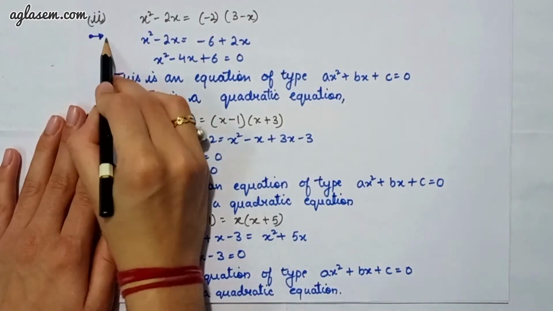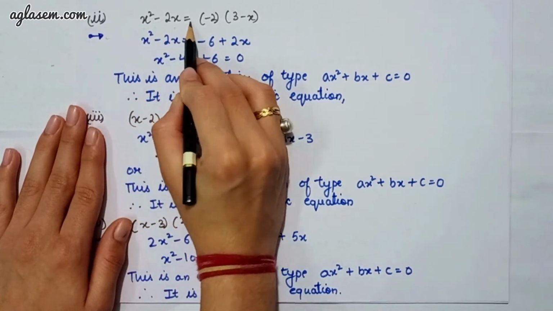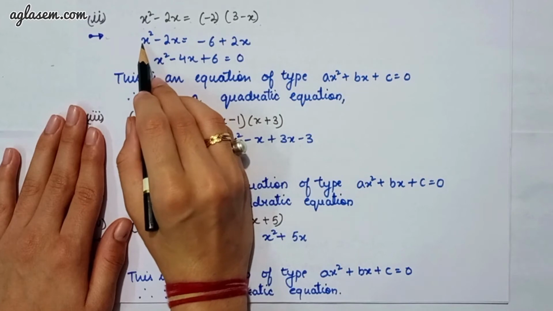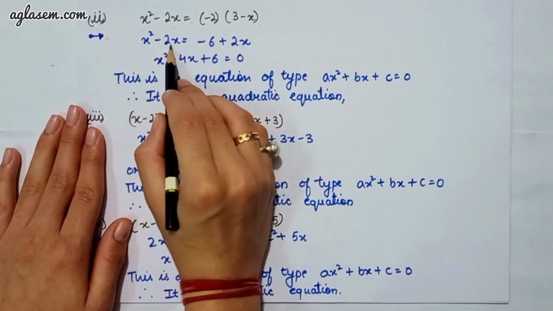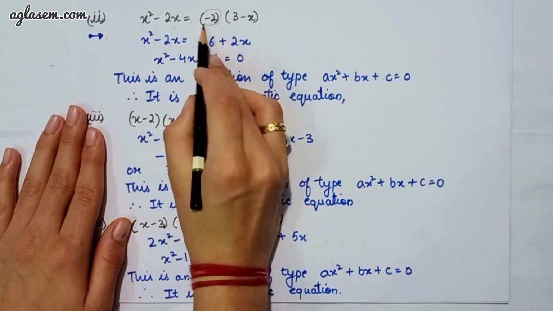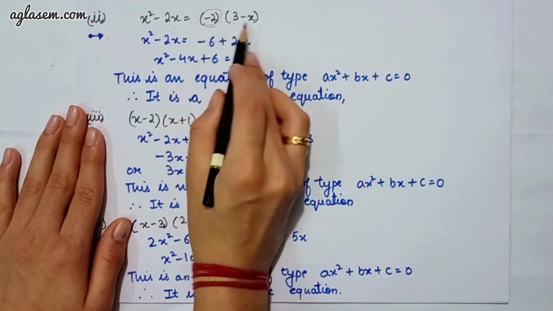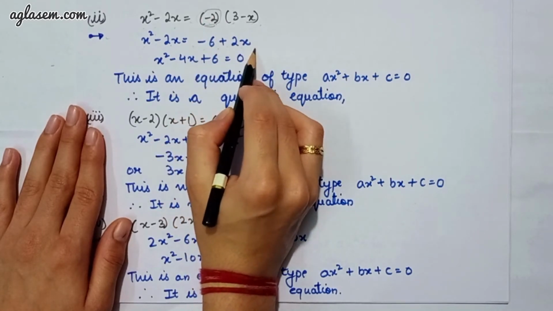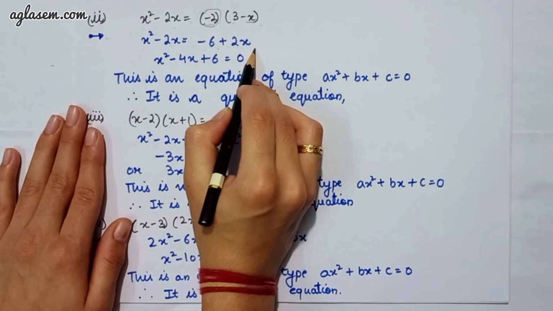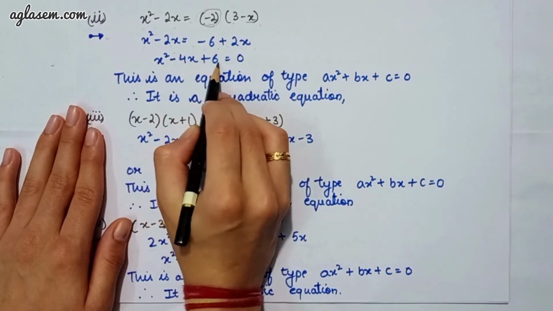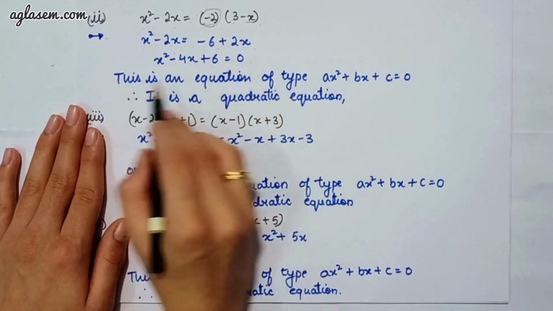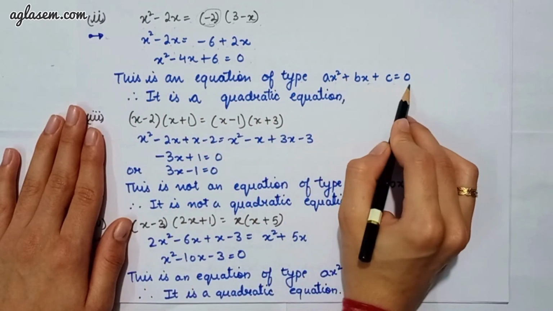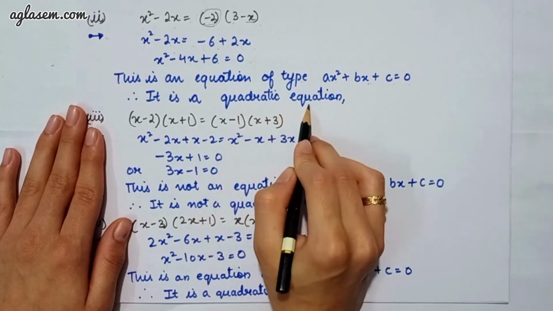The second part says x square minus 2x is equal to minus 2 into (3 minus x). So again we have to solve it the same way, that is x square minus 2x, and we have to multiply this minus 2 with this 3 and this minus 2 with minus x. So it will give you minus 6 plus 2x. After solving this, we will get an equation, that is x square minus 4x plus 6 equals 0. So this is an equation of type ax square plus bx plus c is equal to 0. Therefore it is a quadratic equation.